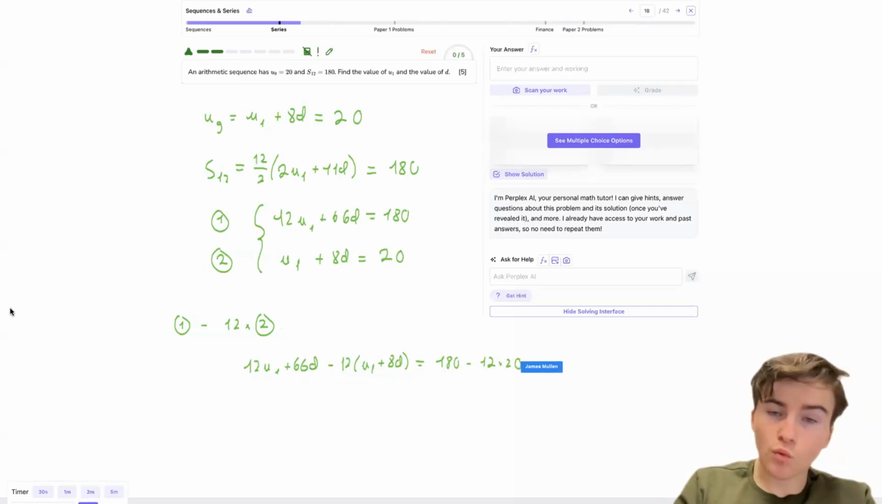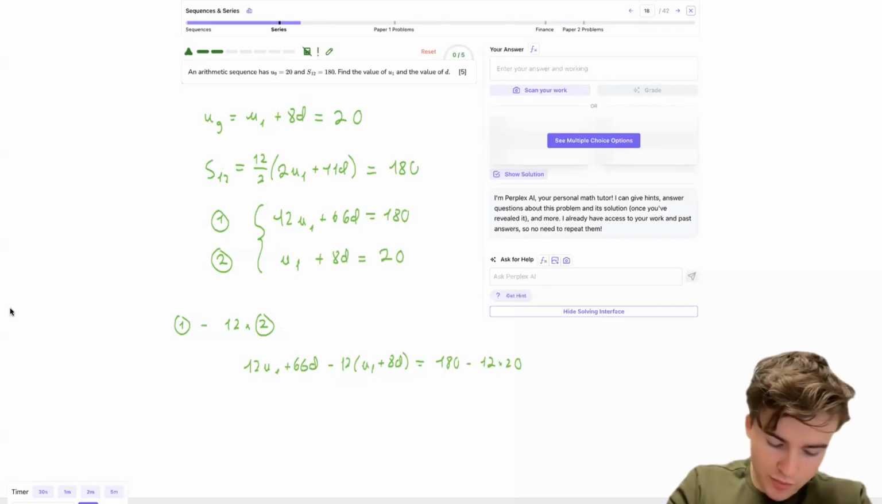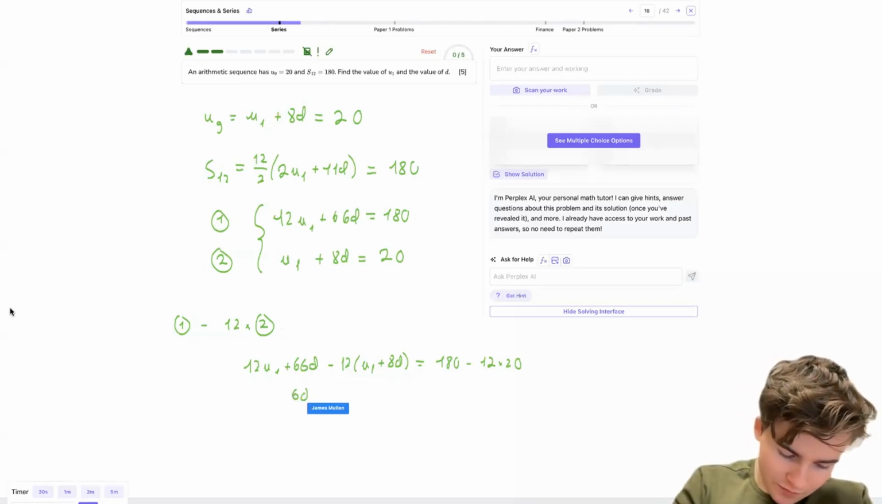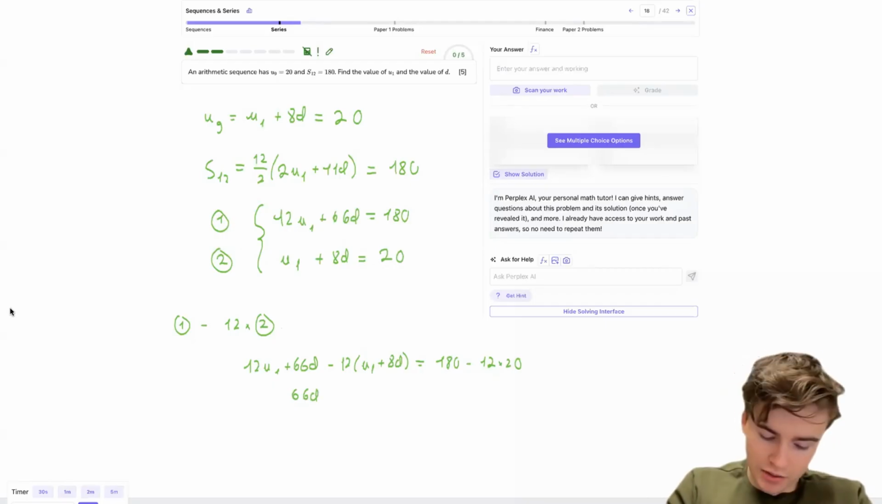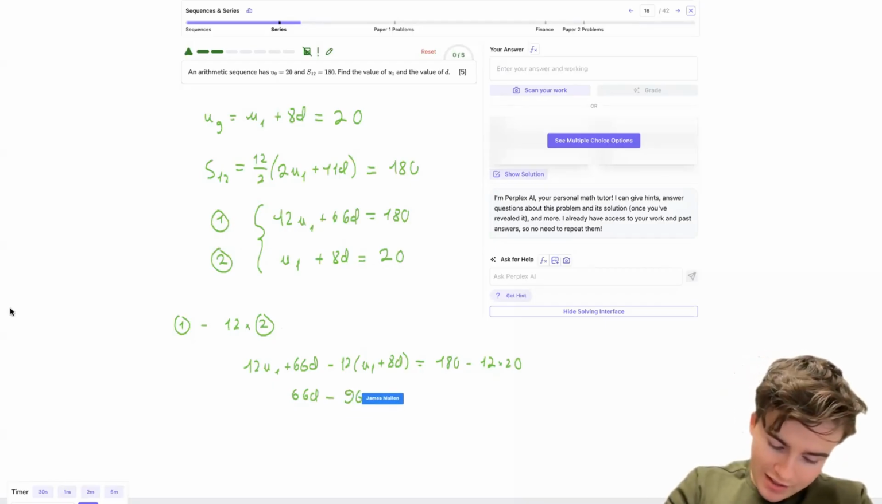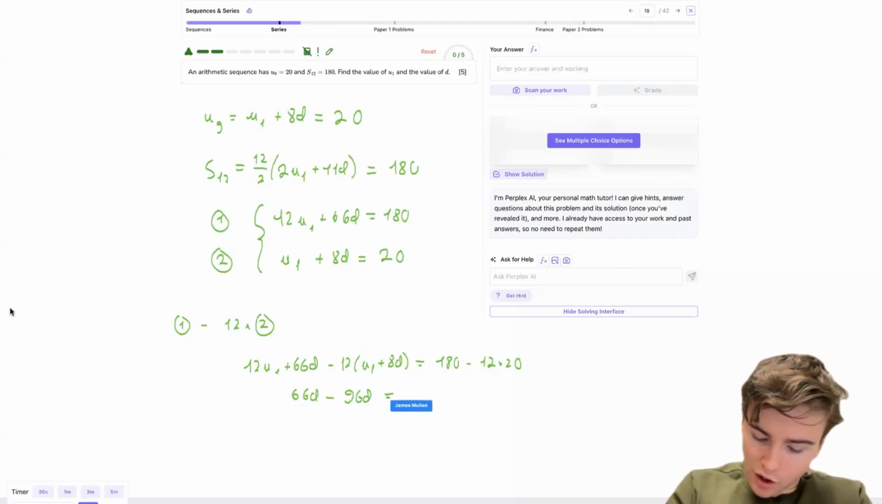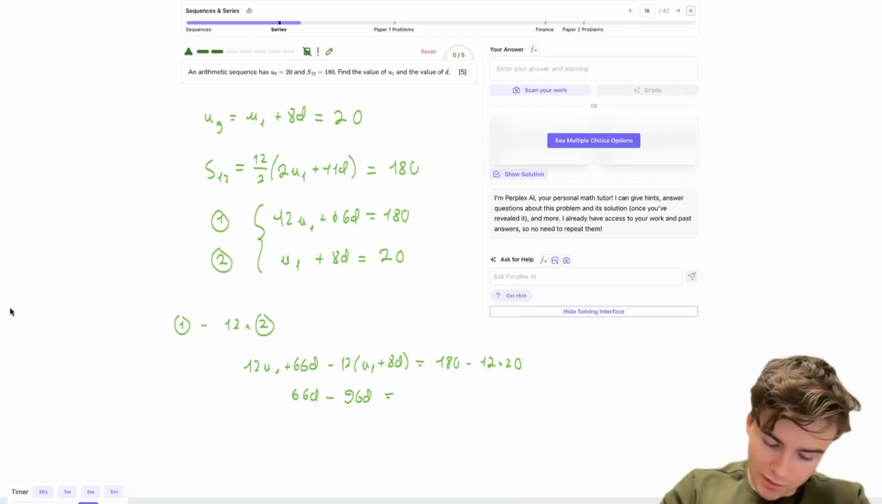So on the left-hand side, the u1s are going to cancel. That was the entire purpose. And I'm going to get 66d minus, and then 12 times 8, 10 times 8 is 80, 2 times 8 is 16, so that's minus 96d. And then I have 180 minus 12 times 20, that's 240, so this makes negative 60.